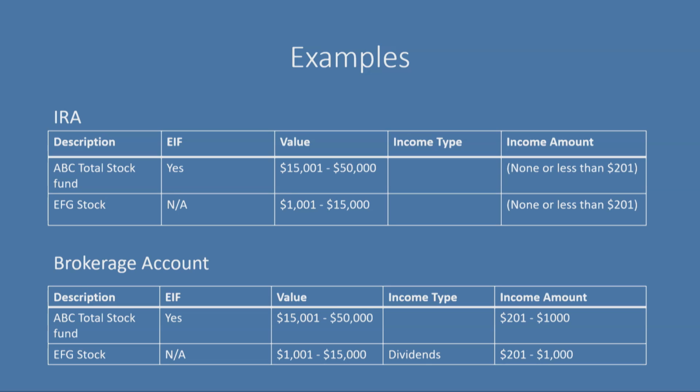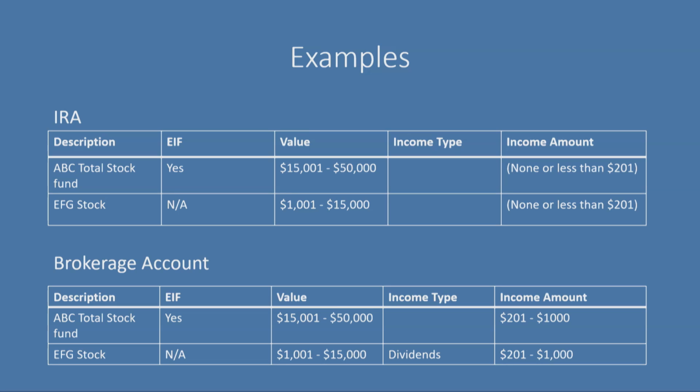Now, let's look at the brokerage account. For the ABC stock fund, it's an accepted investment fund. We report the value. We don't have to report the income type, so this is another advantage of using accepted investment funds: you don't have to mess around with worrying about the income type. You don't have to report that at all. You do have to report the income.